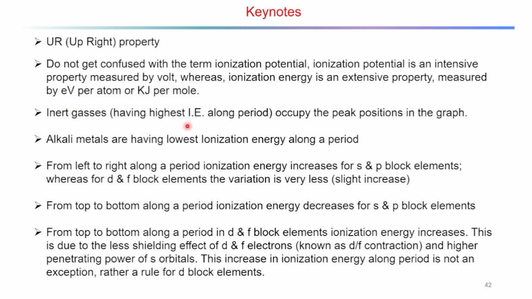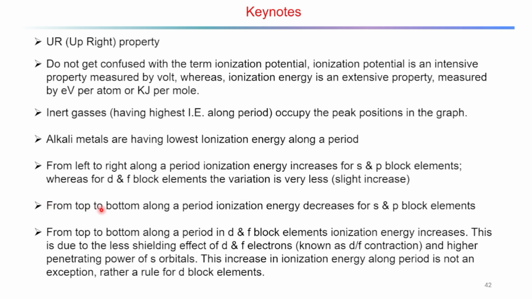Inert gases having the highest ionization energy along a period occupy the peak positions in the graph, and alkali metals have the lowest ionization energy along a period. From left to right along a period, ionization energy increases for S and P block elements, whereas for D and F block elements, the variation is very less. So there is a very slight increase.